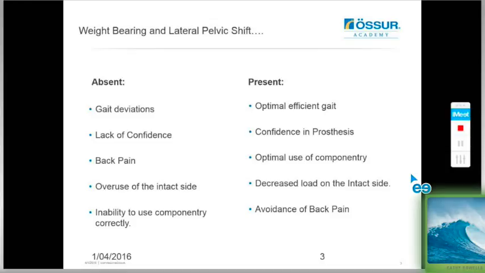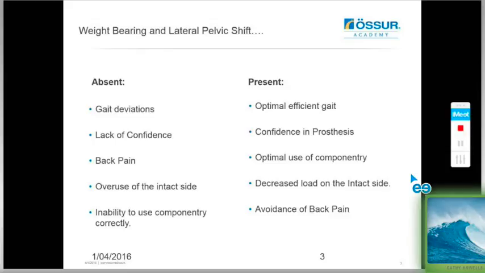If we think about weight bearing and lateral pelvic shift in amputee gait, if it's absent, we will see certain gait deviations appear. We will see a person who has lack of confidence in their prosthesis. There will be a propensity towards back pain due to the gait deviations that are produced. There will be overuse of the intact side and an inability to use prosthetic componentry correctly.